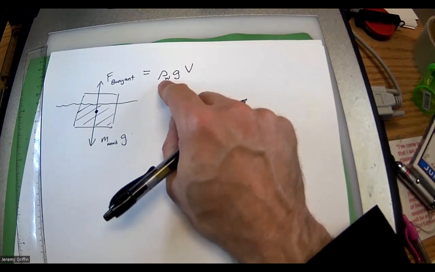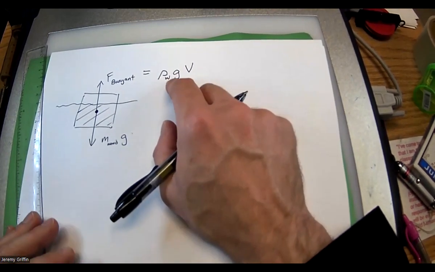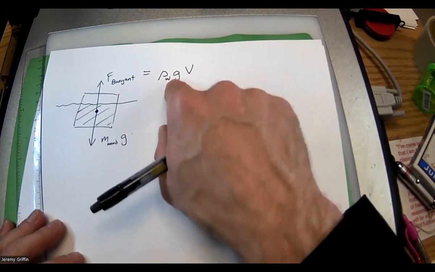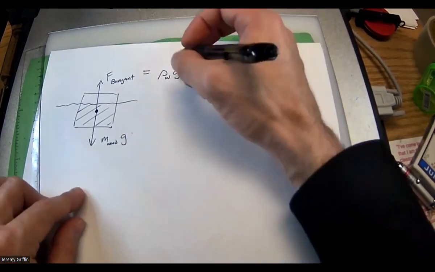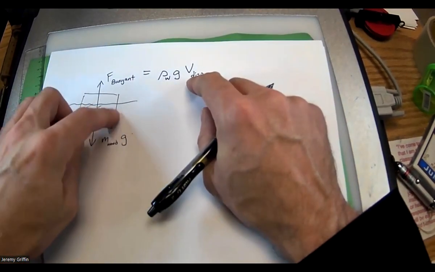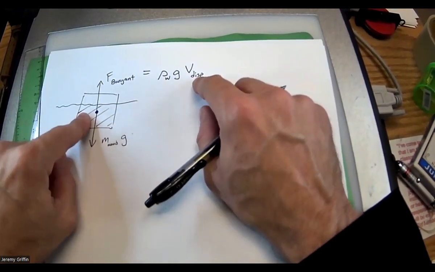Like if it's floating in oil, it would be the density of the oil. Right? If it's a balloon floating in the air, it would be the density of the surrounding air. G is the gravity field of the planet. Okay, and this V is specifically the displaced volume, not the volume of the entire block. No, that's too much volume. I'm talking about this hashed in volume right here.